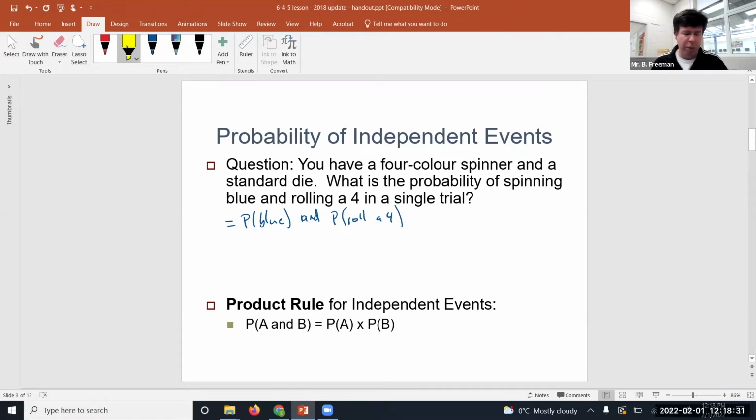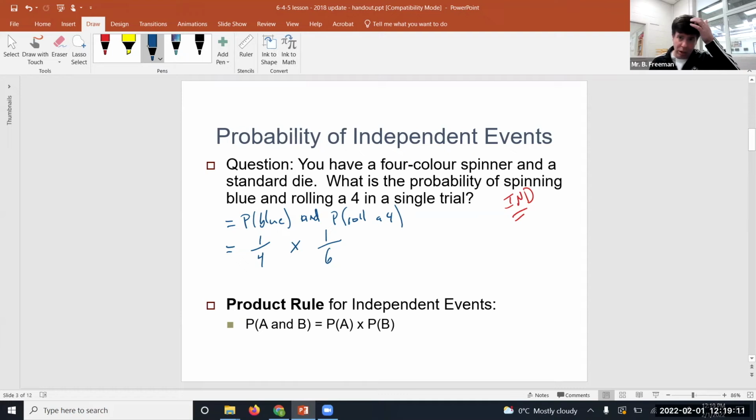So if you have a 4-color spinner and a standard die, what is the probability of spinning blue and rolling a 4 in a single trial? So first of all, a quick little check that I'm going to do on every question we do today is: is this an independent or a dependent situation? And this is absolutely independent, because there's no way that the roll of the die is going to be impacted by that spin that I did. So what's our approach? As you can see here, 2 different probability questions. The probability of getting a blue on the first spin is 1/4. The probability of rolling a 4: there's one way to get a 4 out of the 6 different options.